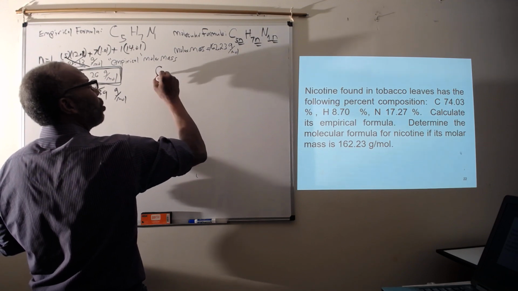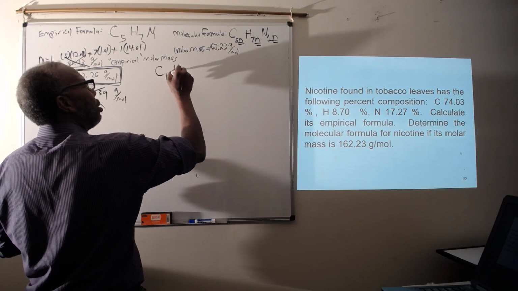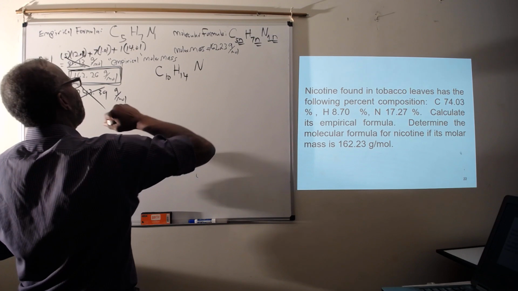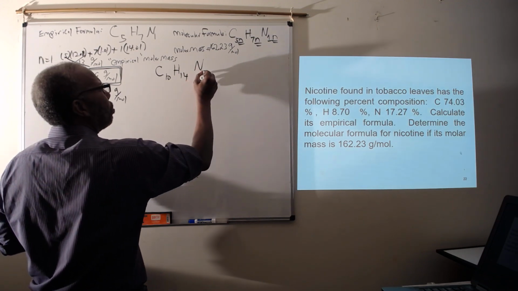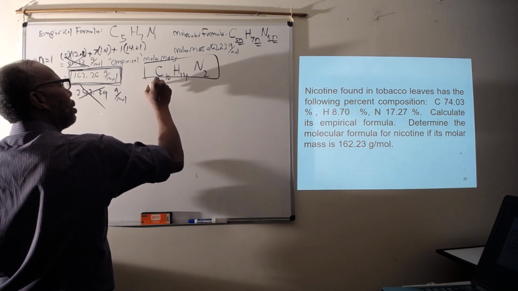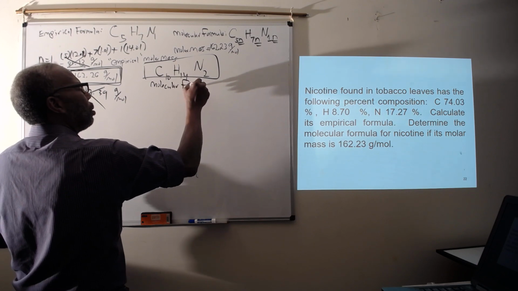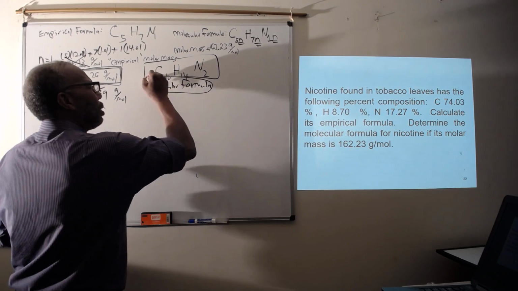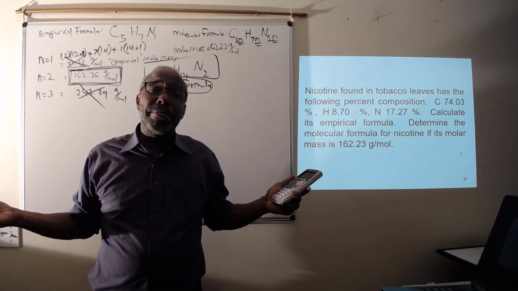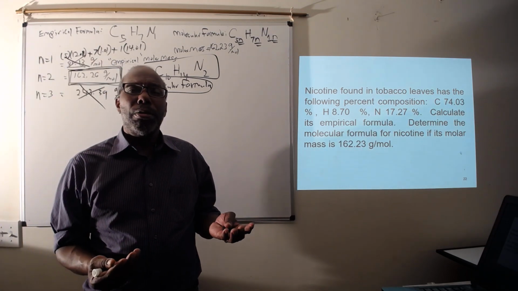So the molar mass for nicotine would be C10H14N2. That would be the molecular formula. These problems all work the same way. So that's basically how you would determine the molecular formula from the molar mass.